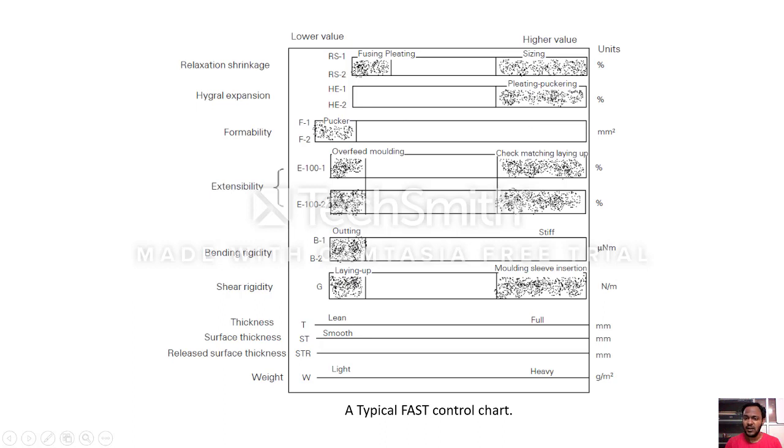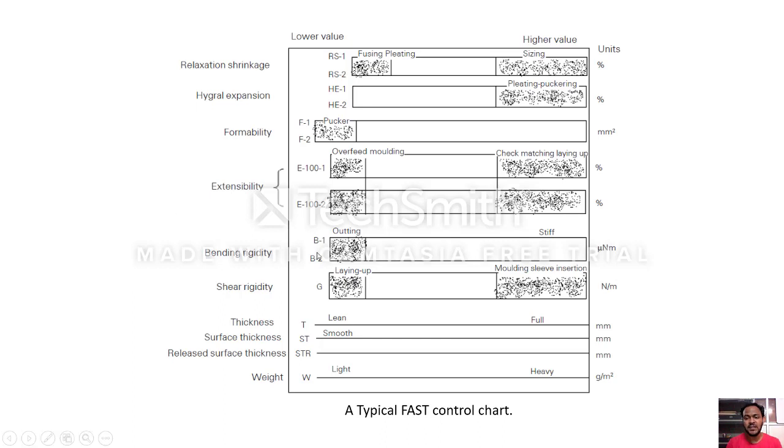Next, if the extensibility is too high, then what will happen? It will create problems in check matching and laying up. What is this check matching problem? For example, when you do the automatic laying up of fabric panels to convert them into a garment, if the fabric is of a single color, then it may not be a problem. But if the fabric is of a checked design, which is of multicolors, then this higher extensibility will create problems in the laying up.